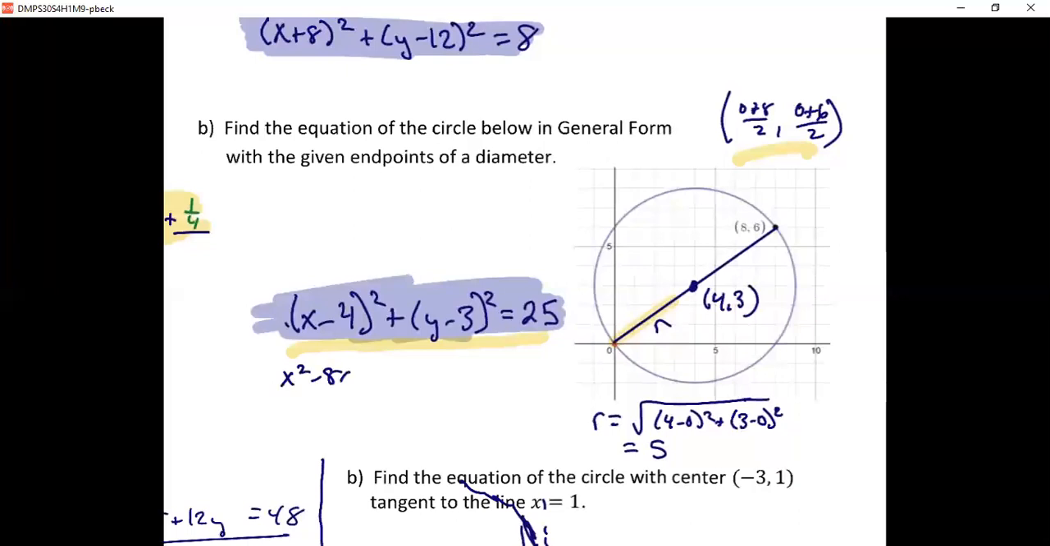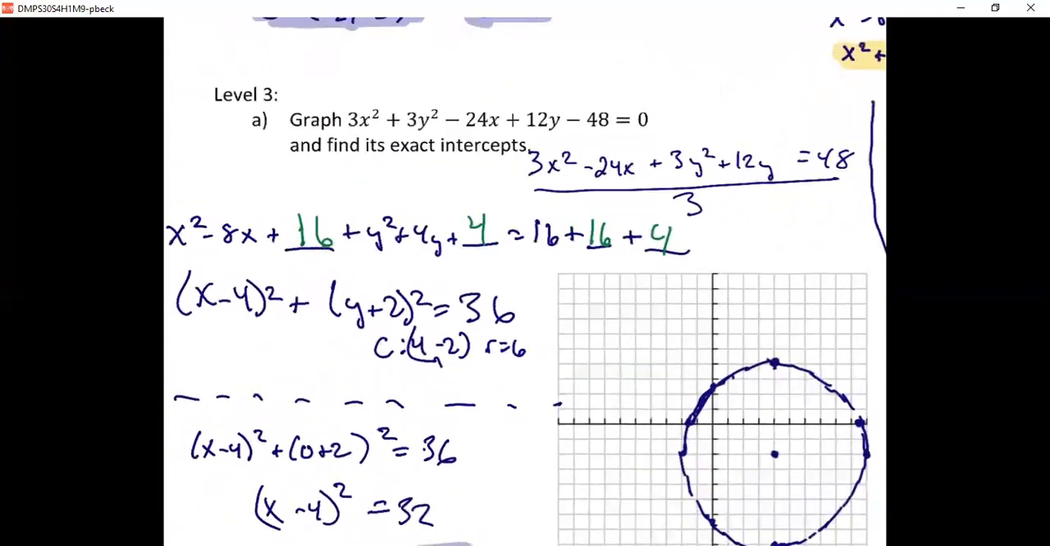x squared minus 8x plus 16 plus y squared minus 6y plus 9 equals 25. And if I bring all the terms together into the general form, x squared plus y squared minus 8x minus 6y, that ends up being plus 0 equals 0. So my equation in general form is right here.